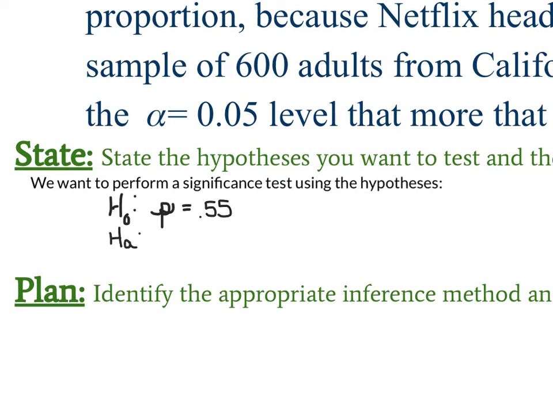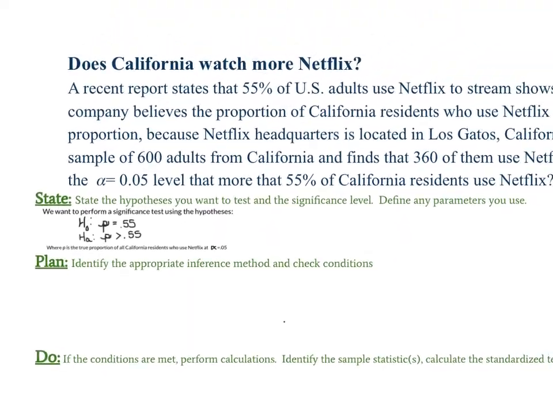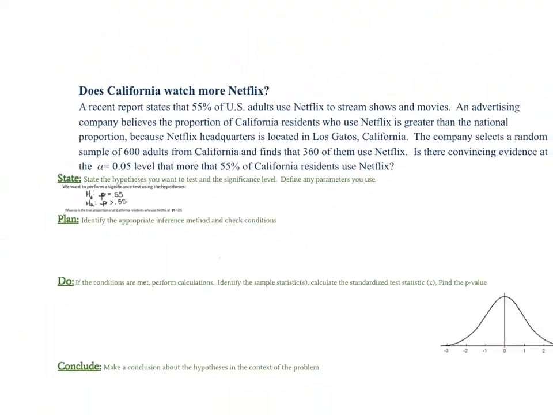Now my alternative is where I have a suspicion that maybe more people in California actually watch Netflix. So now I've got to state what that parameter p actually equals. And so I state where p is the true proportion of all California residents who use Netflix, and I'm including the alpha level at which I'm going to test this. So let's zoom out here so we can see our question again.